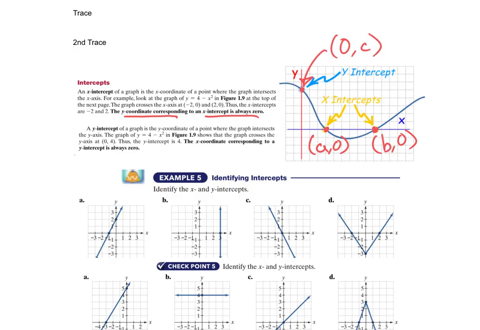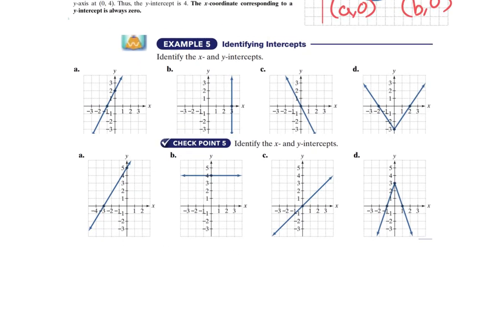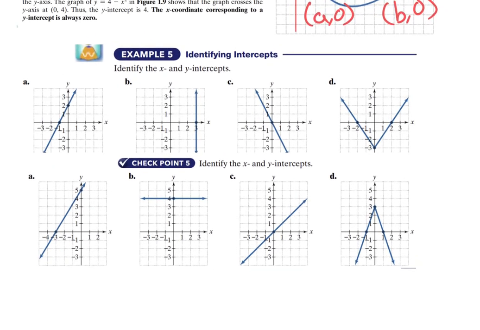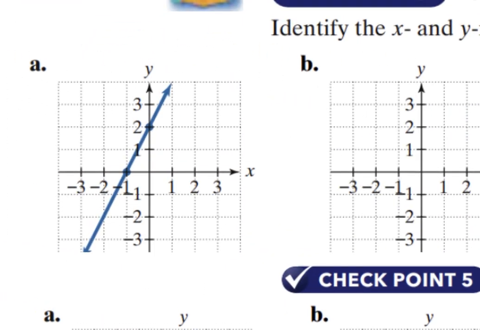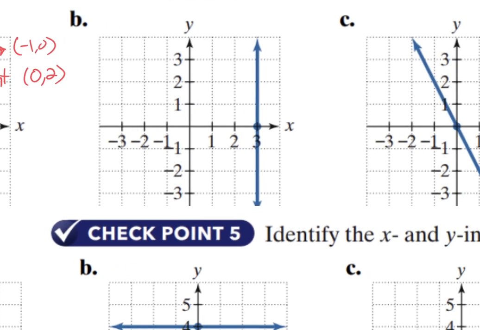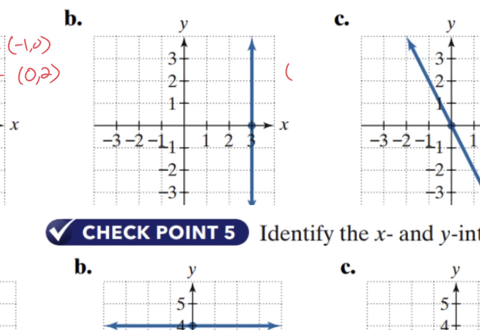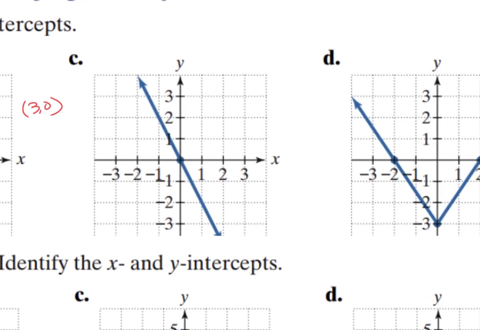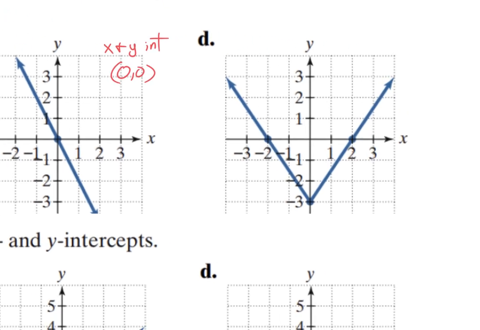Okay, that helps us in finding the intercepts if we just have an equation. So example 5, identify the x and y intercepts. So the x-intercept is negative 1, 0, and the y-intercept is 0, 2. On B, the x-intercept is 3, 0, and there is no y-intercept. C, 0, 0 is both the x and y intercept. That's where it crosses both axes.